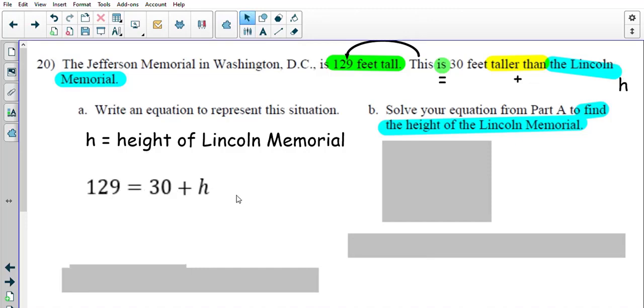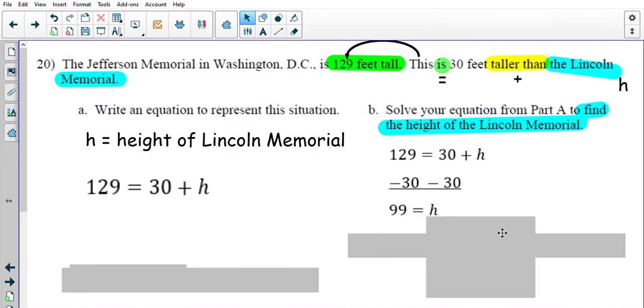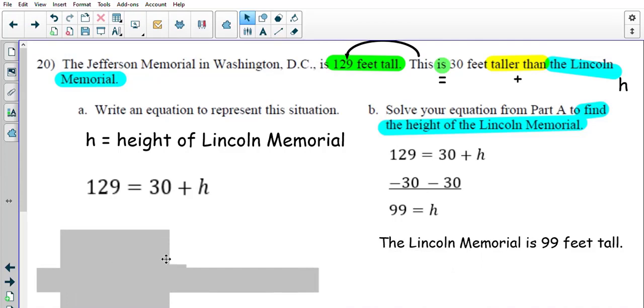Now, I have seen students write this as 129 minus 30. They recognize they need to subtract the two numbers to get their solution. That's fine, but you definitely need to make sure to write it as 129 minus 30 equals h. If it asks for an equation, you have to make sure to write an equation and not just an expression. So let's go ahead and solve this. The inverse of adding by 30 is to subtract 30. So we do that once on the left and the right. 129 minus 30 gets us a height of 99. I did write a sentence, but keep in mind you just need to label your solution. In this case, we know that the Lincoln Memorial is 99 feet tall.